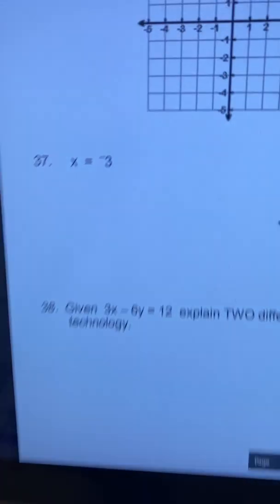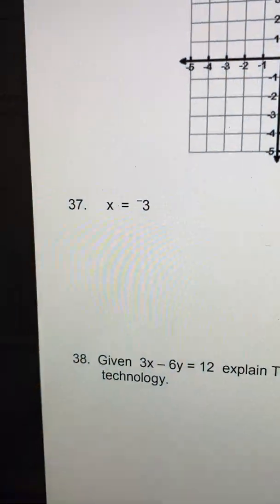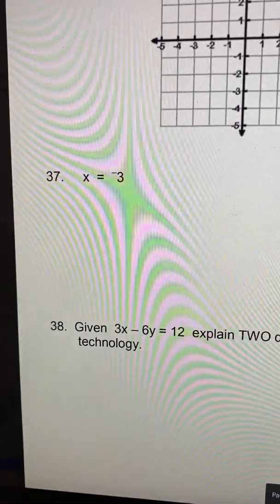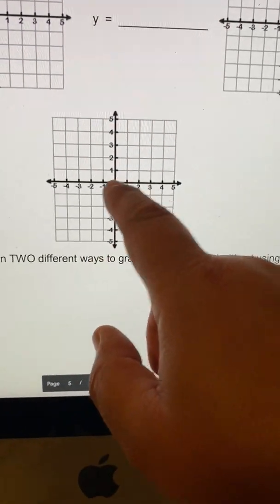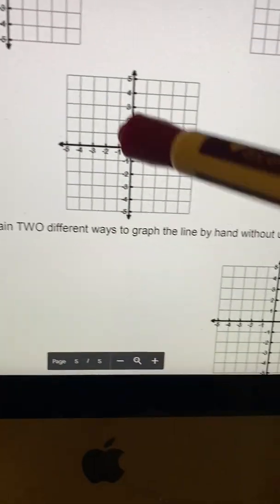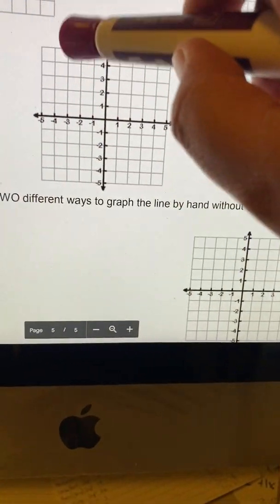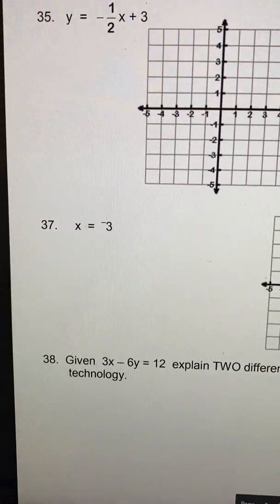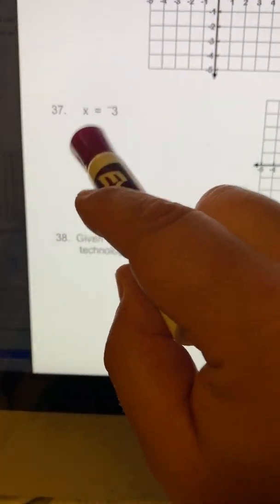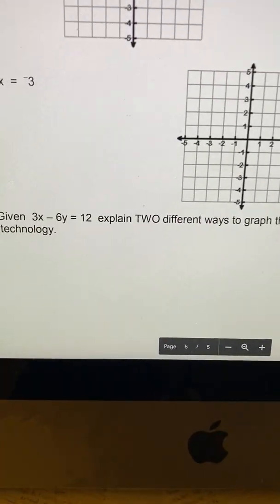All right. Brain dead one. X equals -3. Doesn't matter what y is. Doesn't matter what your vertical number is. X will always be -3. So this will be a vertical line at -3. If it just gives you x is equal to something, you know it's a vertical line. If it gave you y is equal to something, you know it's just a horizontal line.